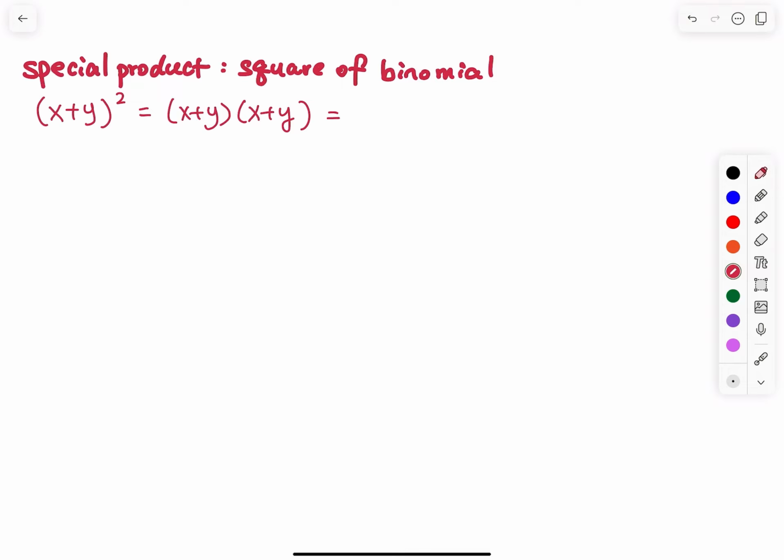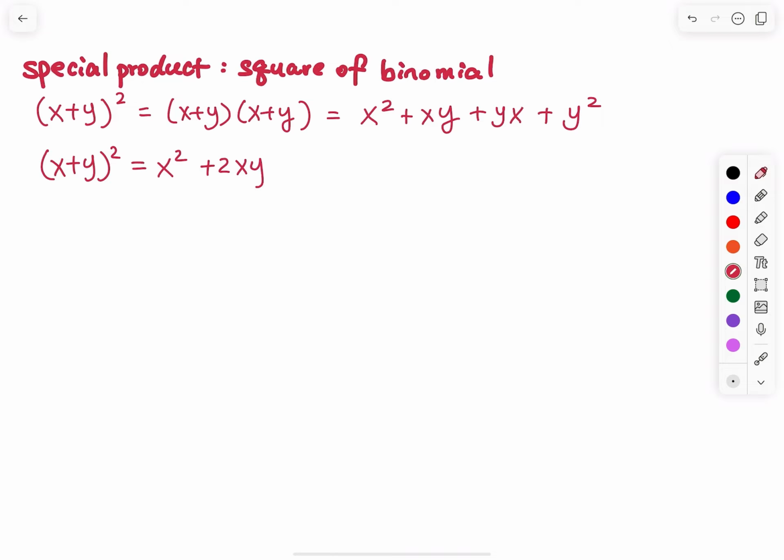You have x times x, x squared, x times y, so x times y plus xy. And then y times x, y times y. So y times x is plus xy or yx, and then plus y times y, which is y squared. So therefore, we will do one line. For this square of binomial, we write (x + y) squared. So that is equal to x squared, xy plus itself is 2xy, and then plus y squared.